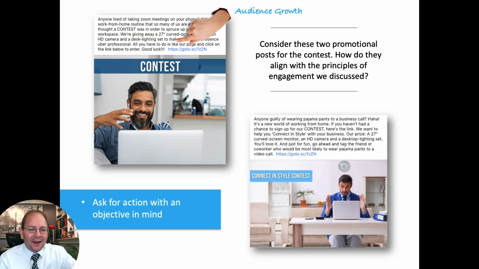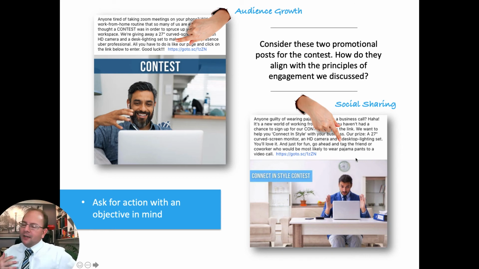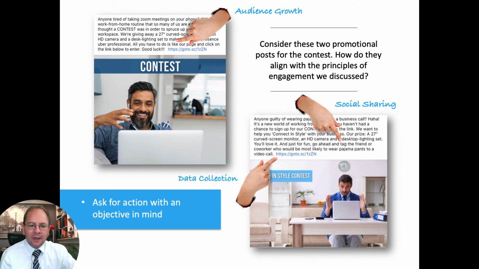Ask for action with an objective in mind. So in this case, we are wanting to build up our Facebook fan base, so we ask them to like our page. In this case, we're trying to share the post, get them to spread the word outside their existing network. That's the goal. So we're tagging a friend. Or we also have a link on each of these that's designed to take people to a data capture page.